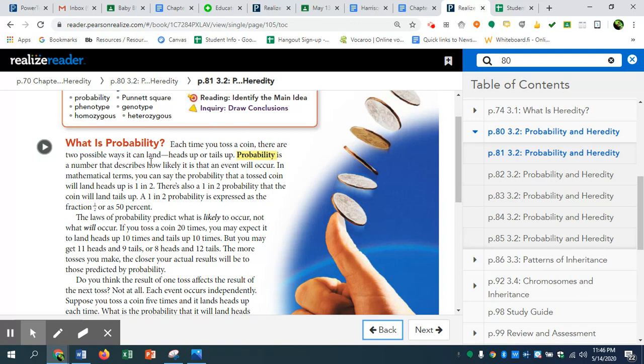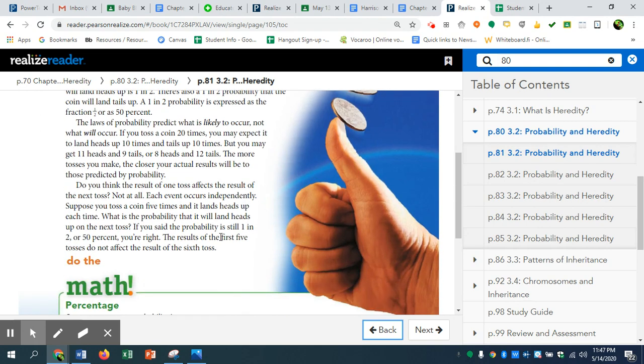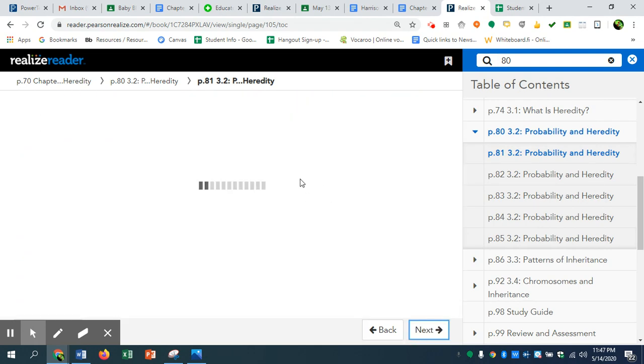Probability is a number that describes how likely it is that an event will occur. So there are 2 different possibilities. That means out of 2, and percent is always out of 100. So if it's 2 different possibilities, there's a 50% chance it'll be heads and a 50% chance it'll be tails, because 50 plus 50 equals 100. Whenever we're talking about percentages, the numbers have to add up to 100. Okay. So that's really what I want to talk about for probability.